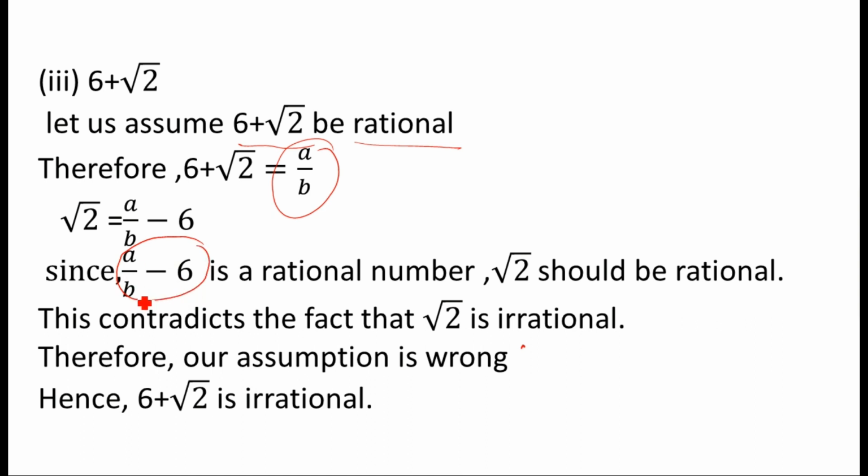Subtraction of an integer from a rational number is again a rational number, and root 2 is equals to this rational number. We know that we have proved that root 2 is an irrational number. This is a contradiction to our fact, that this rational number is equals to this irrational number. Therefore, our assumption is wrong. Root 2 is an irrational number, which means 6 plus root 2 is again an irrational number.